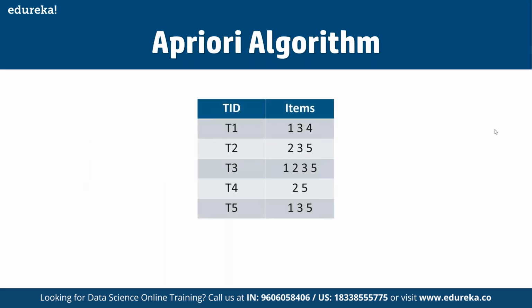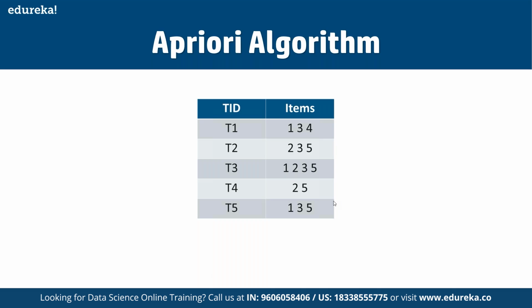All right, now let's look at a simple example. Let's say we have the following data of a store. We have the transaction ID, and then we have the items. So here we have the transaction IDs, and here we have the items. In the transactions, we have 134, 235, 1235, 25, and 135.